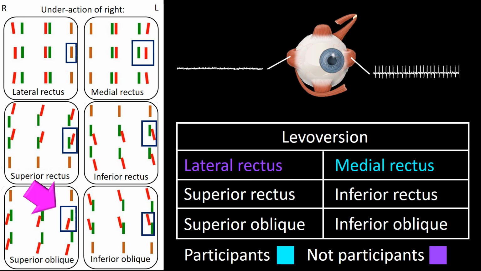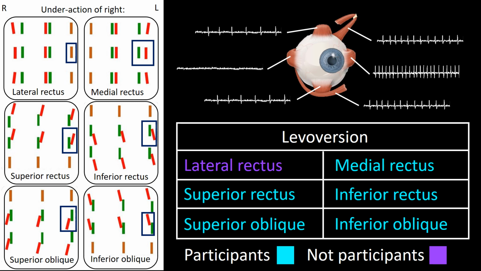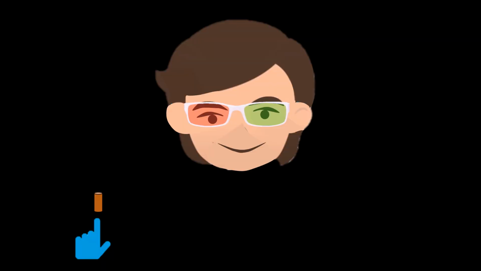Underactions of right superior and inferior oblique produce worse diplopia than the underaction of the right superior and inferior recti. Hence, these muscles contribute to right eye movement during levoversion proportionally to the degree of diplopia produced by their underactions, as illustrated here. Notice the lesser contribution of the superior and inferior recti when compared with the obliques. We will now look at right eye dextrodepression.